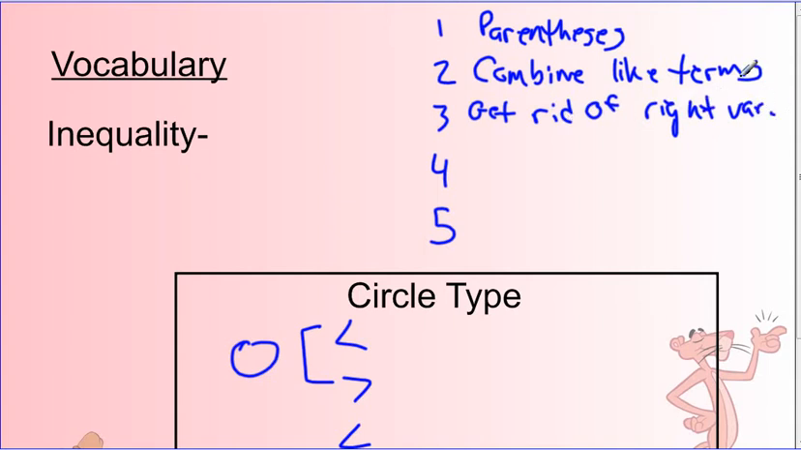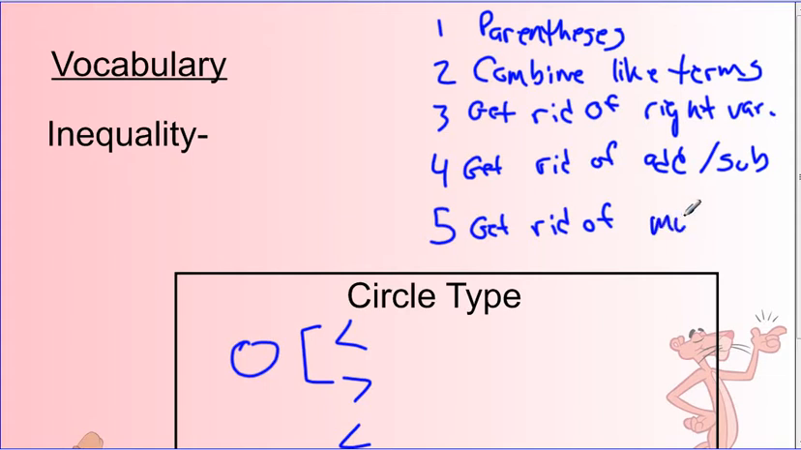I'm just abbreviating because I don't have space here. After you did that, then we're down to the normal equations where you get rid of the add and subtract. And then finally get rid of multiplies and divides. Okay, so this is just a refresher. We did this way back in Chapter 3, and if you need to go back in Chapter 3 and watch a lesson on multiple step solving equations, do that if you need a refresher. But we're going to get into it.